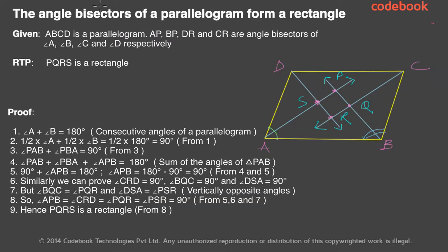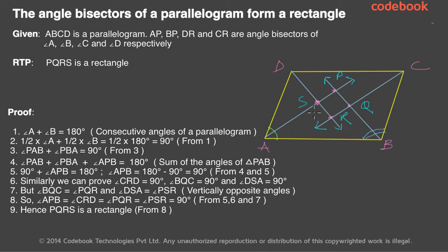Next, we are going to look at another corollary. This is called the angle bisectors of a parallelogram form a rectangle. What does that mean? So we have been given a parallelogram ABCD, as you have seen, and we have also been given four angle bisectors.